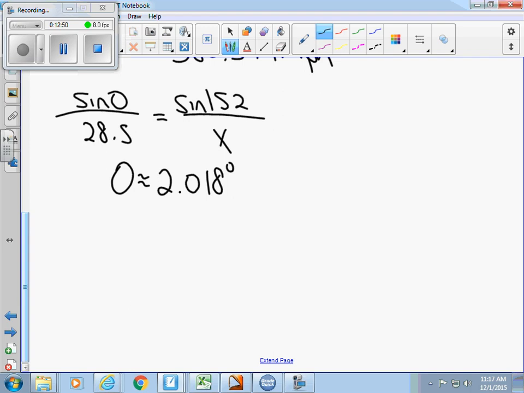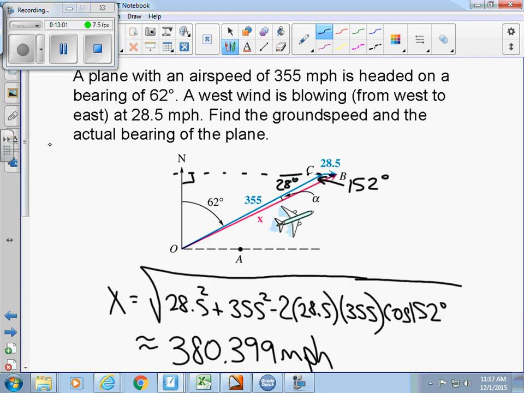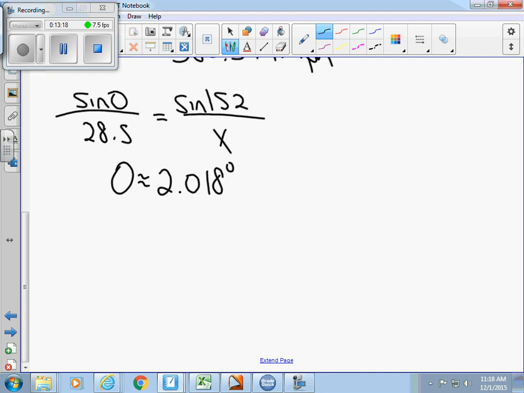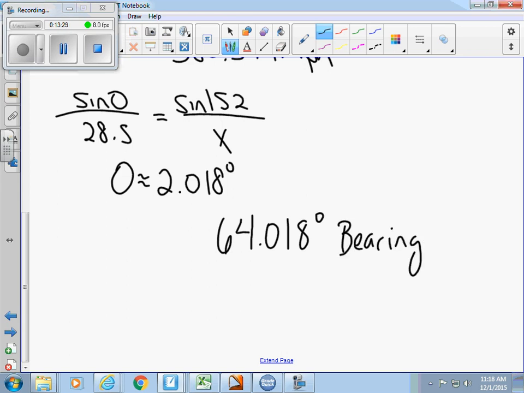What do I need to do to get the answer? Add that to 62 degrees, and why do I want to add that to 62 degrees? Okay, go back up to the picture. The original bearing was 62, and then we've been pushed farther over. Now you can envision a problem where we're pushed farther backwards, and we might have to subtract, depending on the problem. We've been pushed farther over. That's our bigger question.